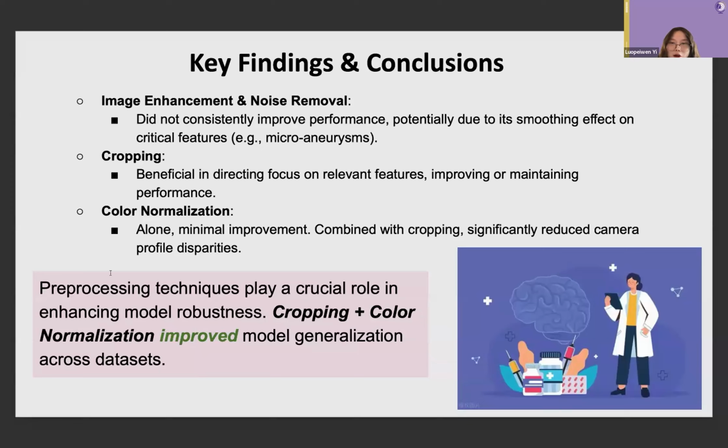And lastly, while color normalization alone decreased performance, the combination of cropping and color normalization has the best results overall. So this synergy works so well, likely because cropping helps to cut out the black pixels that would otherwise interfere with the color normalization process.